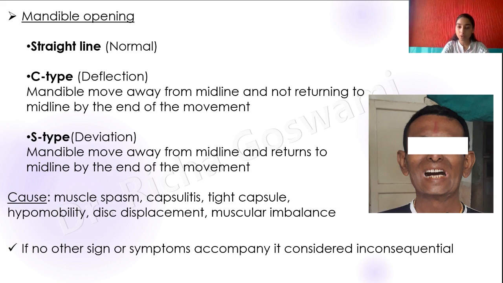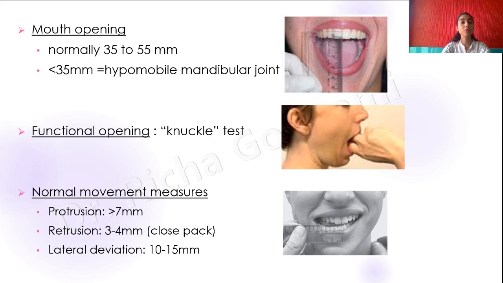If no other signs or symptoms accompany it, it's considered inconsequential. Meaning if a patient is under assessment for TM joint dysfunction and has no other findings like pain, crepitus or clicking, and only deflection or deviation of the mandible, it is considered inconsequential. So for mandibular deflection or deviation to matter, there must be other signs and symptoms related to the TM joint, like pain or crepitus.